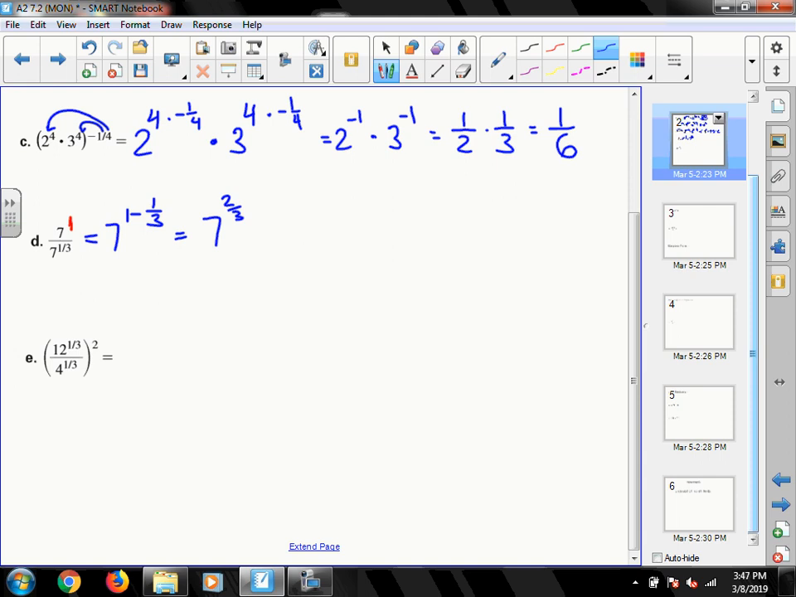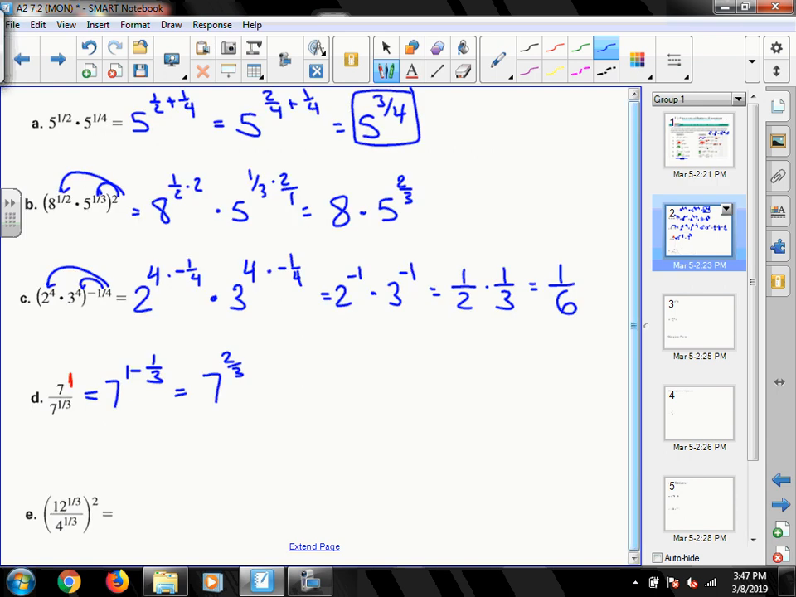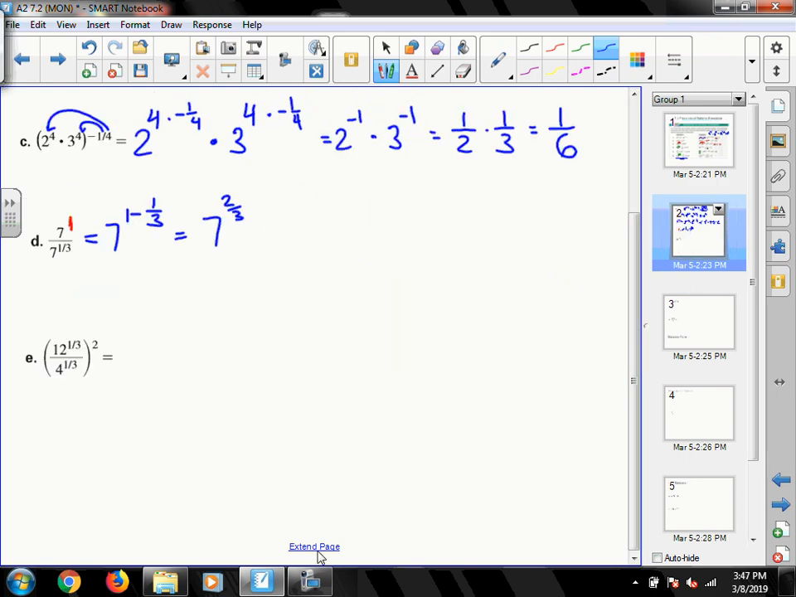E, we're actually going to use this bottom property here, number 6, but we're going to use it in reverse of how I showed it to you. It's going to make simplification a little easier for us. I'm going to put brackets in here. I'm going to have 12 over 4 to the 1/3. I just took that 1/3 power off the 12 and the 4 and took it outside those parentheses. And then I'm going to square that whole thing.